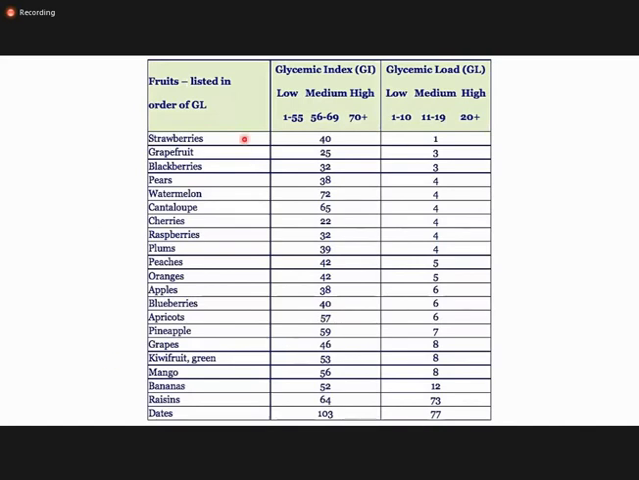Okay, let's take an example of strawberries here. Strawberries have a glycemic index of approximately 40, which is low, whereas the glycemic load is only 1. That is, it's really healthy, not increasing the blood glucose concentration very rapidly. If you compare it with dates, the glycemic load is 77, much higher, because it contains a high concentration of glucose. Its glycemic index is 103. Bananas have a glycemic index of 52 and a glycemic load of 12, so they are more acceptable.